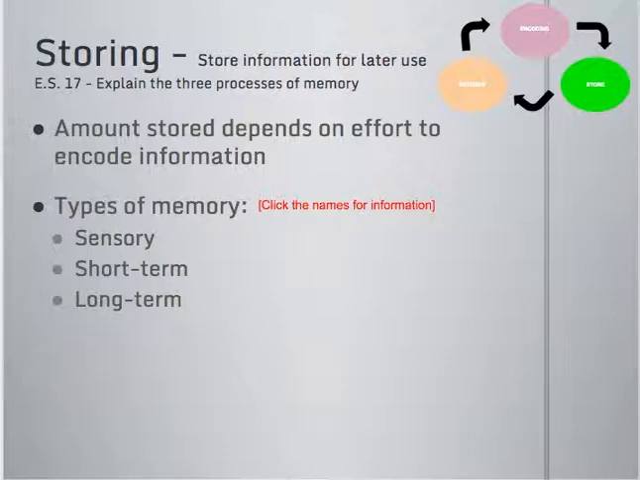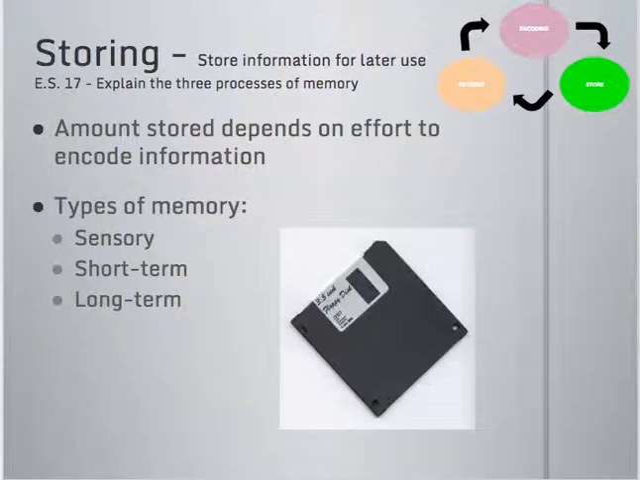So the types of memory is where we'll see the encoding process filter into. You have sensory, you have short-term, and you have long-term. And we'll talk about those in great detail a little bit later.